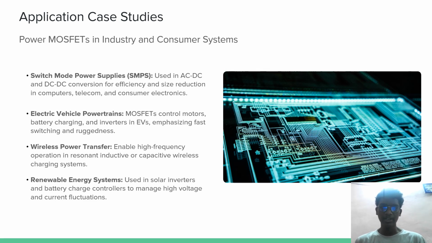Electric vehicle powertrain: MOSFETs control motors, battery charging, and inverters in EVs, emphasizing fast switching and ruggedness. Wireless power transfer: enables high frequency operation in resonant inductive or capacitive wireless charging systems. Renewable energy systems: used in solar inverters and battery charge controllers to manage high voltage and current fluctuations.